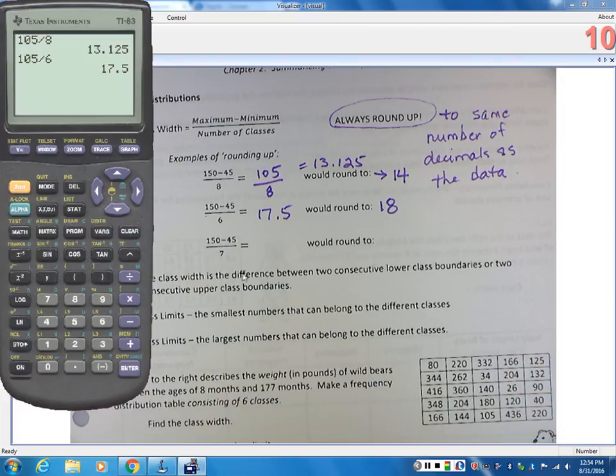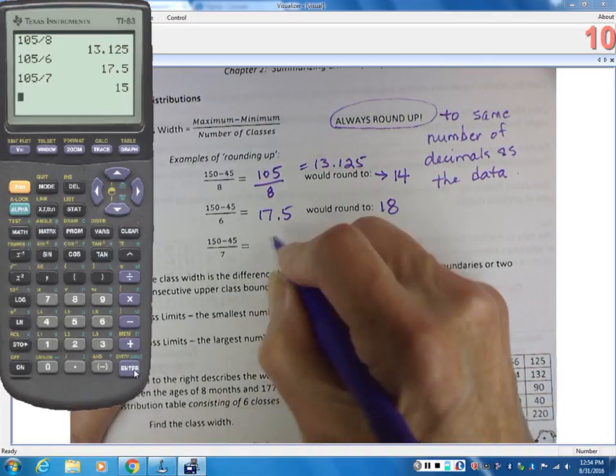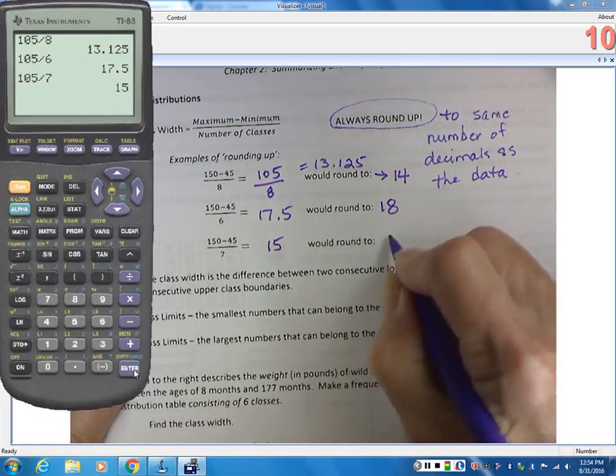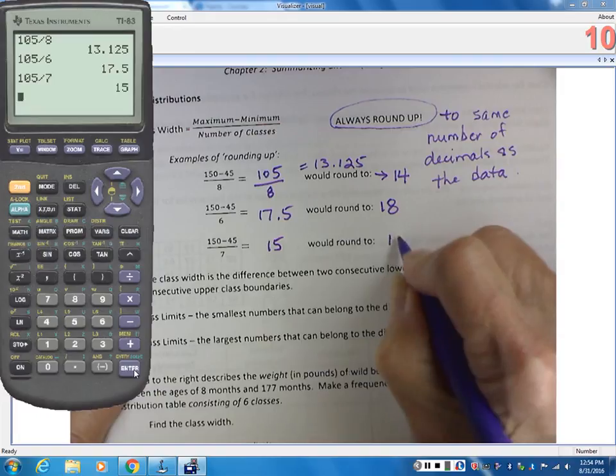And then we have the same thing, we're going to divide by 7. So that one actually comes out even. It comes out to be 15. But you have to round up to 16.